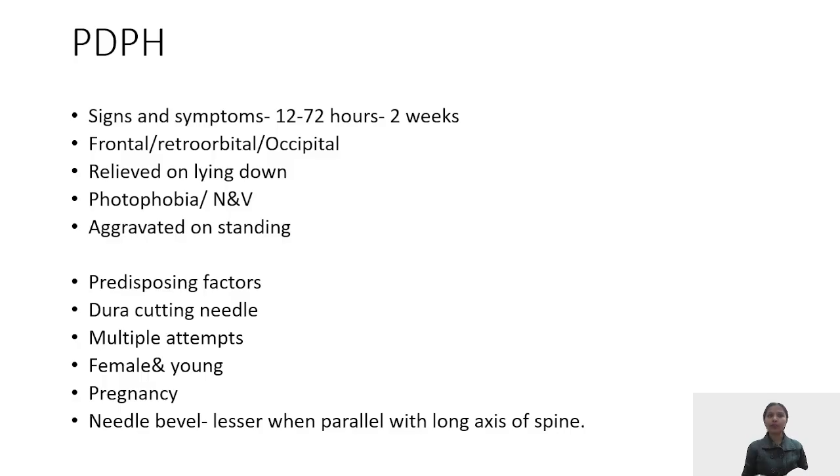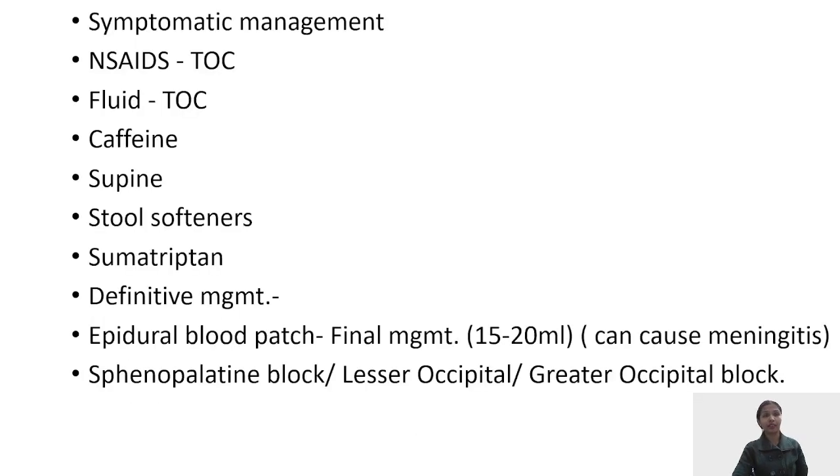We have photophobia, nausea, vomiting also. Predisposing factors are your dura cutting needle. If you are using a smaller gauge needle, multiple attempts, females, young people, and pregnant females specifically, and your needle bevel. If the orientation of the needle bevel is along the axis of the spine, then it is preferable, or if it is against it or perpendicular, then there is more dura that is damaged. Okay, these are the predisposing factors.